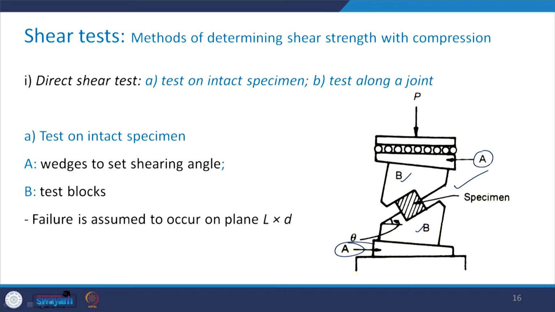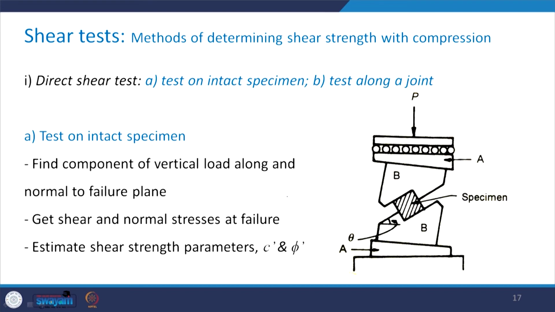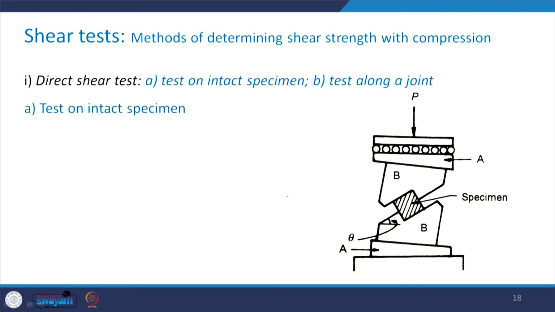One assumption which is made is that the specimen is cylindrical and it has L length and D be the diameter of the specimen. So, the failure is assumed to occur on the plane L by D. So, what we need to do is find out the component of this vertical load along and normal to the failure plane, and then we can get the shear and the normal stresses at failure, and we can estimate the shear strength parameters. Let us see how this is done.